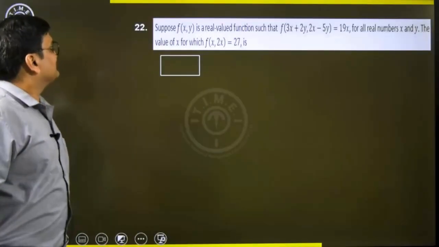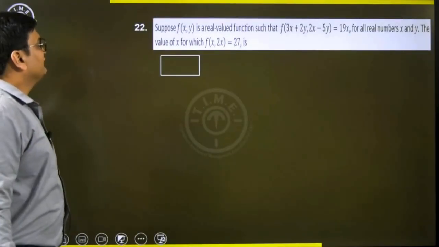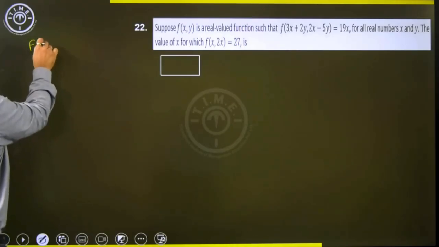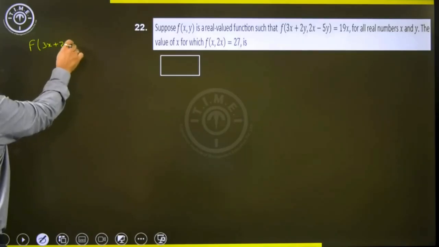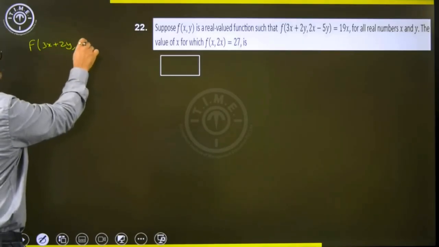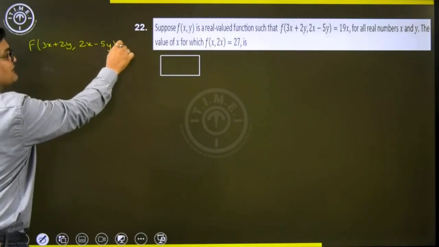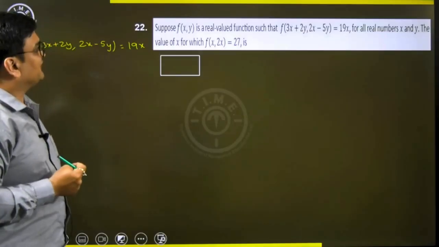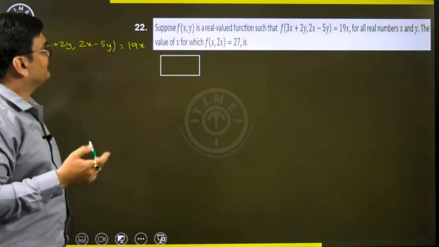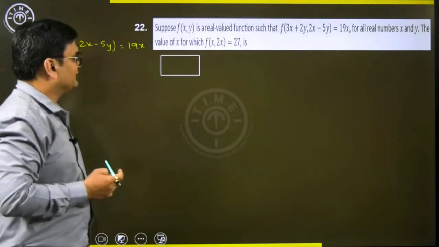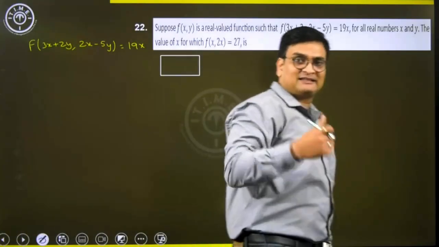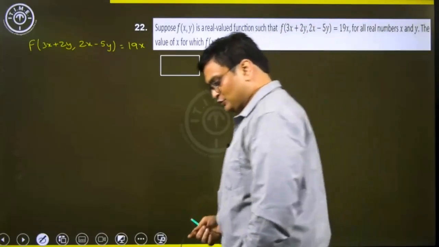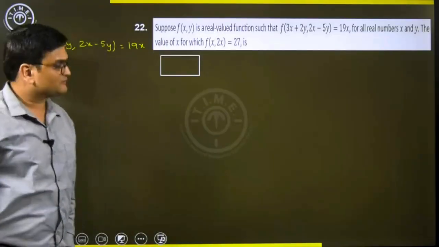Moving on to the next, suppose f of x comma y is a real valued function such that f of 3x plus 2y comma 2x minus 5y is 19x for all real numbers x and y. The value of x for which f of x comma 2x is 27. So for what value of x will this become 27? So x equal to 1, x equal to 2, we need to figure that out.